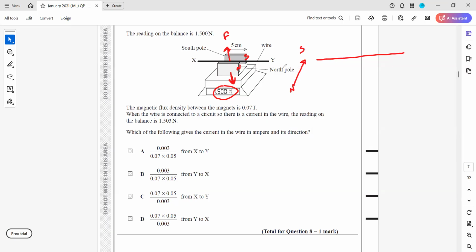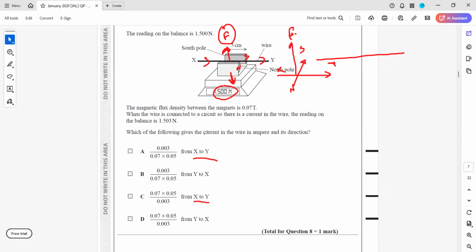Your second finger represents the direction of the current. So if the current is from X to Y, where your thumb is pointing, your thumb is pointing upward. That means in that case, I'll get a force upward. So what should be the direction of the current? The direction of the current should be from X to Y.